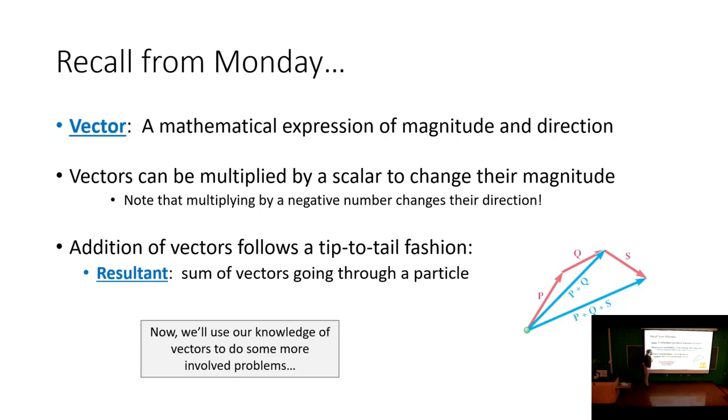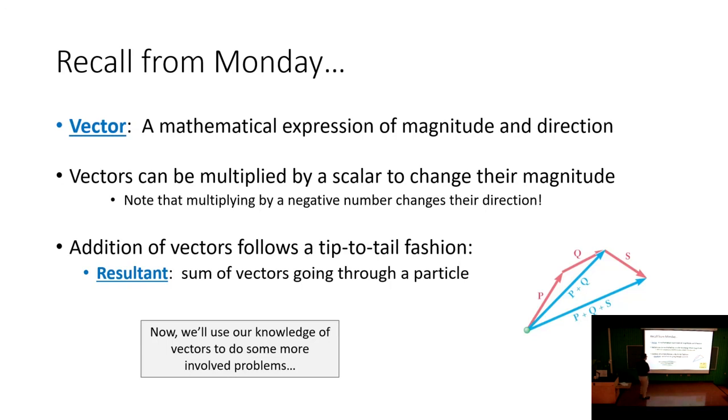Now, when we add vectors, the concept is that it follows a tip-to-tail fashion. So if I had a particle, and that particle had, let's say, 3 vectors on it, a P, a Q, and an S, the idea is that graphically I would take those vectors and start stacking them in a tip-to-tail fashion, and the sum of those vectors would just be from the place I started to the end of the last one. And that's how we do it graphically, and that's how we've been doing it trigonometrically so far.